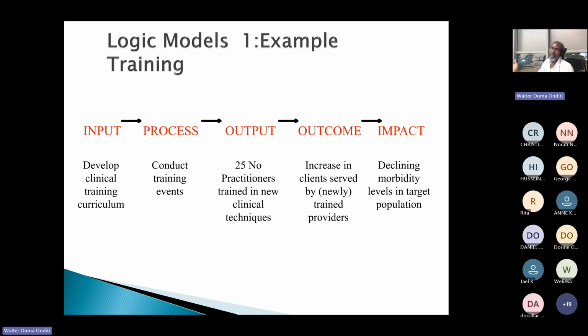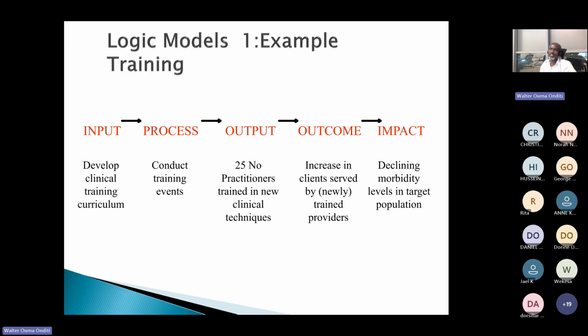I would read it the other way. Here I'm doing the planning part, so then you see it. Okay, let me read the pathway. We want to get to declining morbidity. So let's see this one. Maybe this will make sense. Develop clinical training curriculum. So that is the input we need.